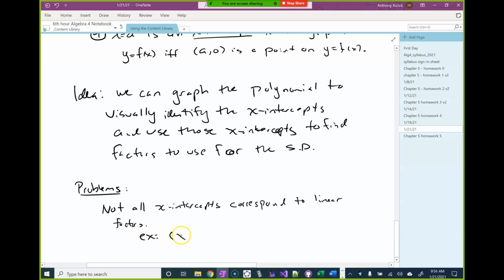Another example, what if we had the factor x squared plus 2? What does that correspond to? That has no x-intercepts at all, because when we solve that, it gives us an imaginary result, right?